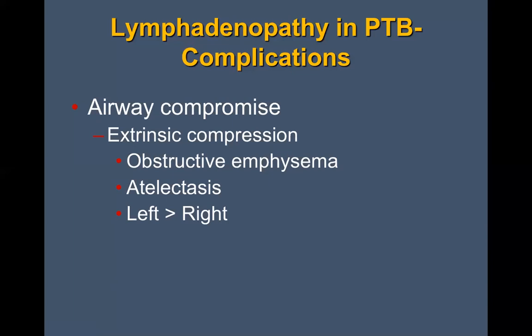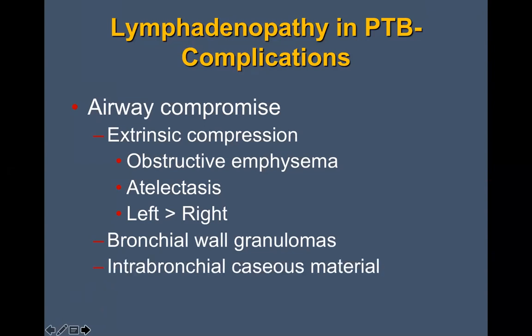Lymphadenopathy can cause other complications. Certainly it can press on the airway and it can lead to atelectasis or obstructive emphysema if it's only causing a partial obstruction of the bronchus. We tend to see that more on the left side than the right side. You can also have endobronchial disease, which also can obstruct the airway. And so if you see airway obstruction, but you don't see lymph nodes, it still can be related to the tuberculous infection or primary TB.